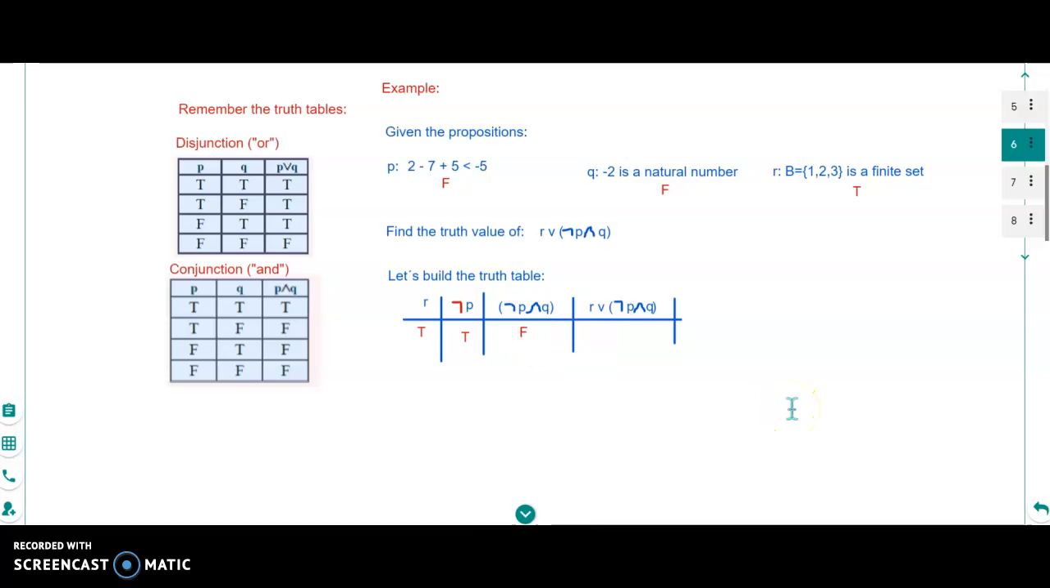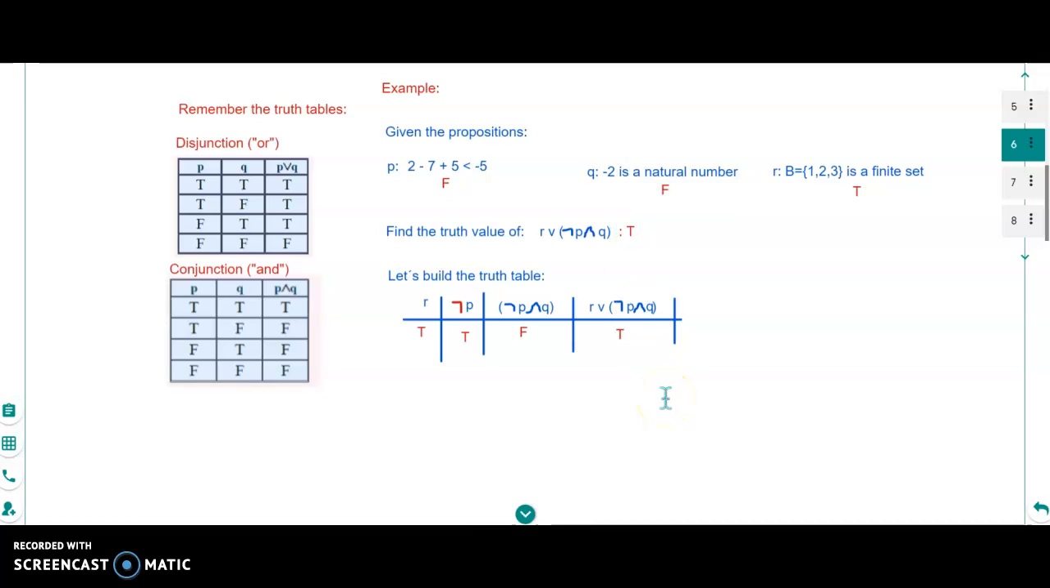Finally we compare R, disjunction, negation of P and Q. We already have negation of P and Q and we already have R. So we compare R, that is true, disjunction, this term, that is false. If we compare true or false, we go to the disjunction table. True or false will be true. So the final answer will be true. This is our final answer. The truth value for this is true.